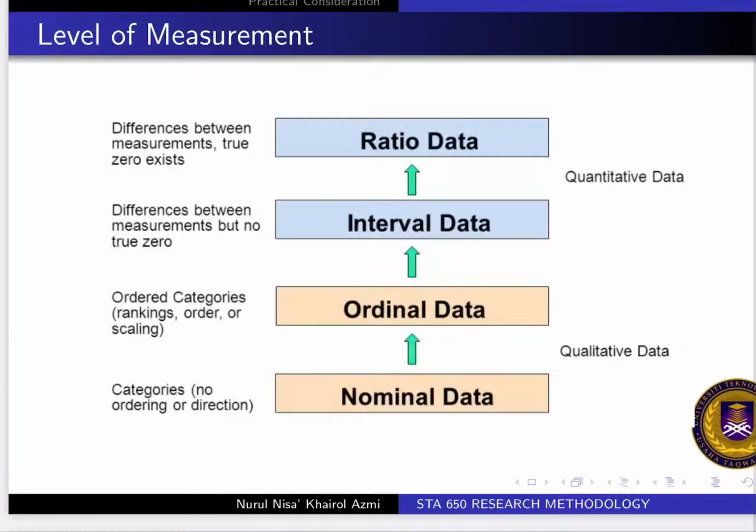It is very important to understand the level of measurement, because the data analysis technique depends on the level of measurement. It is suggested to have ratio data, so that a lot of analysis can be conducted. While for nominal data, the analysis that can be conducted is very limited. Therefore, if you have data that is at least interval or ratio, a lot of analysis can be conducted.